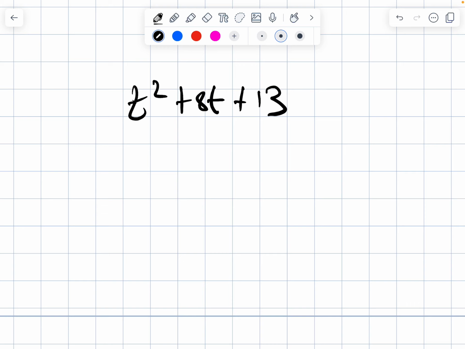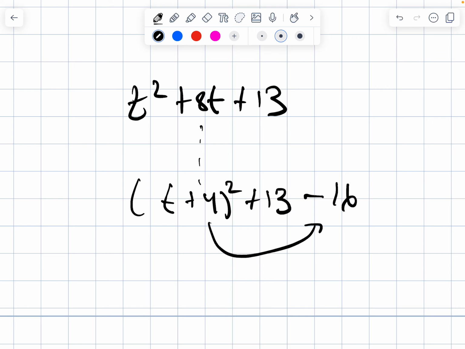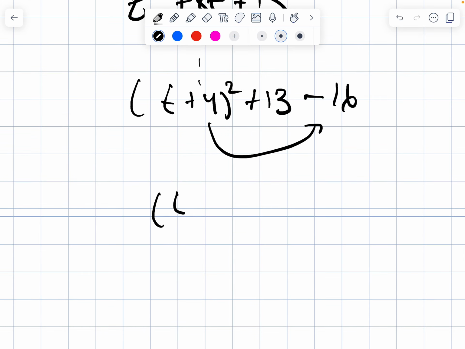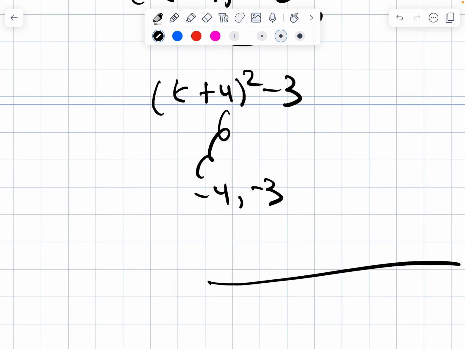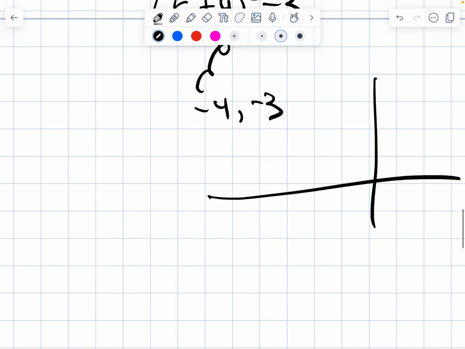On this one, you want to convert it into vertex form. So you're going to take half of that number, bring down the 13 minus that guy squared. That's going to give you (t + 4)^2 - 3. And that's going to give you a vertex of (-4, -3). So when you graph this, you're going to find the point (-4, -3). And then when you graph it on the program, you're going to go over 1, up 1. And when you do it, it'll automatically give you that beautiful parabola. And that's all you got to do. Don't have to do anything more.